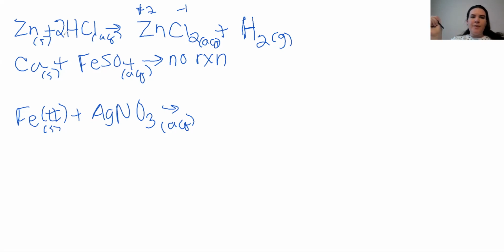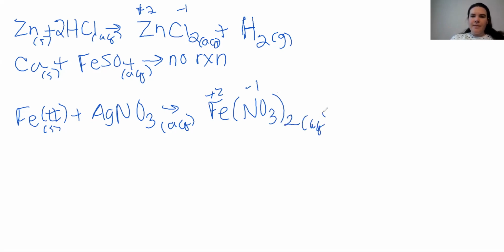So we said this one will react. Iron is going to pair up with nitrate. This is telling you that it's going to be the +2 version. Nitrate's -1, so that will be a 2. And silver gets kicked out as Ag, and that will be a solid. We need a 2 here and a 2 there to balance it.